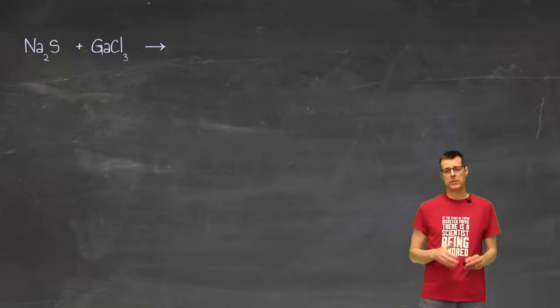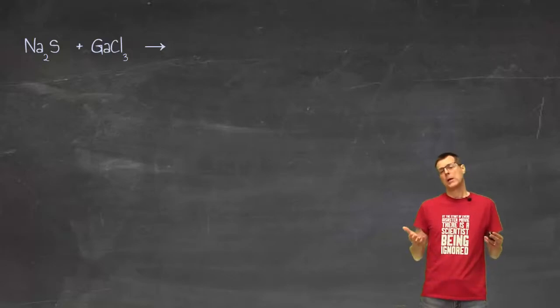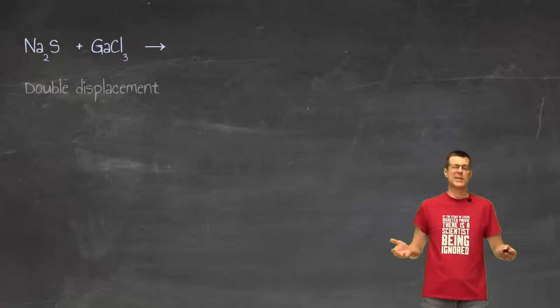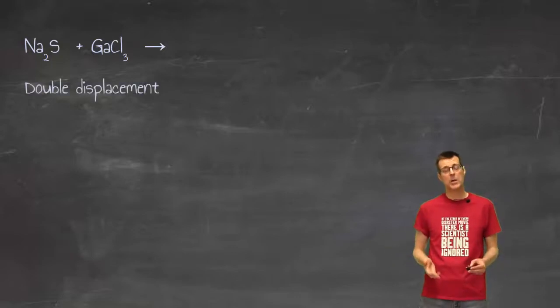So I have this one here. So a sodium sulfide and a gallium chloride. Compound with a compound, so a metal nonmetal compound with a metal nonmetal compound, it's probably going to be a double displacement reaction, at which point the two metals again are going to trade places.